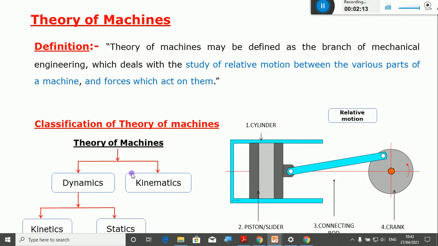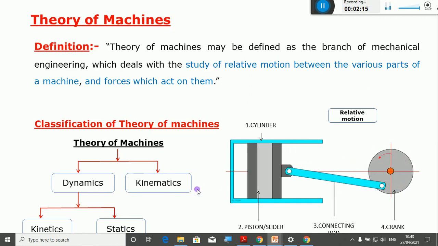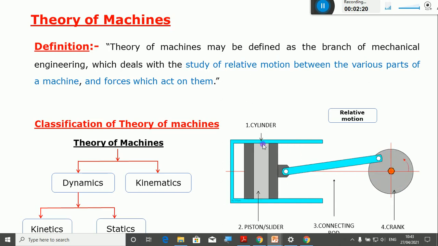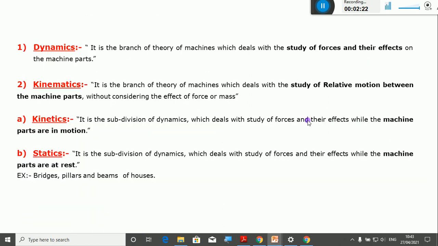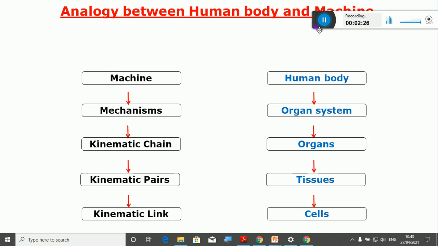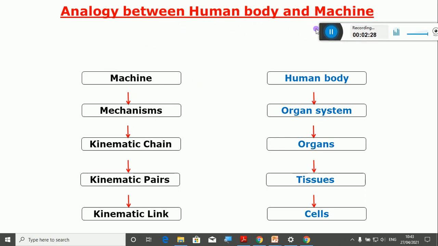For your syllabus, this part is the kinematics of machines, in which you are only going to study the relative motion between different parts. We already discussed this in the previous class. We also considered the analogy between a human body and a machine. A machine is made of many mechanisms, a mechanism is made of many kinematic chains, a kinematic chain is made of many kinematic pairs, and kinematic pairs are made of many kinematic links.